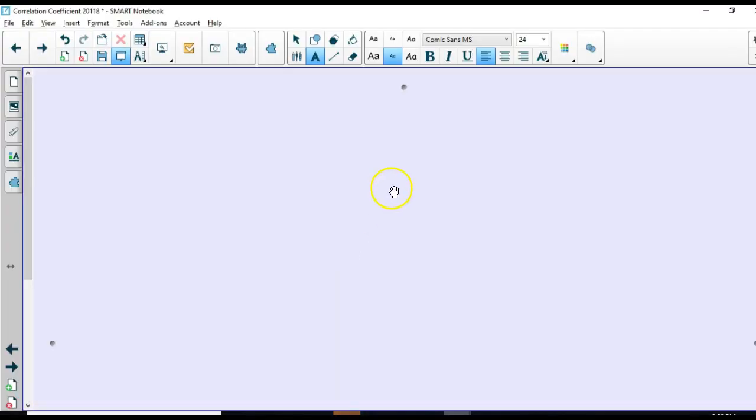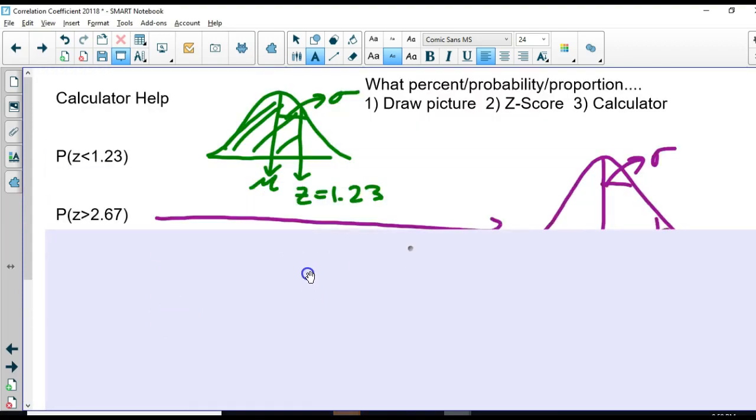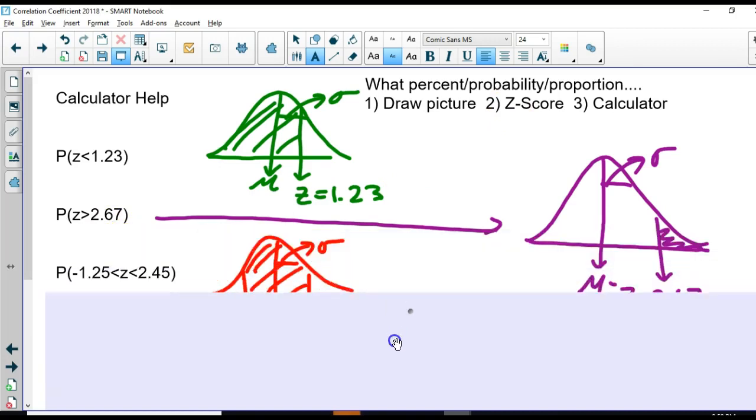Okay, the next one I have for you is a greater than problem. We have the probability that z is greater than 2.67. I'm really wondering what percent of observations are going to be greater than a certain number, right? That's what the question's going to ask.